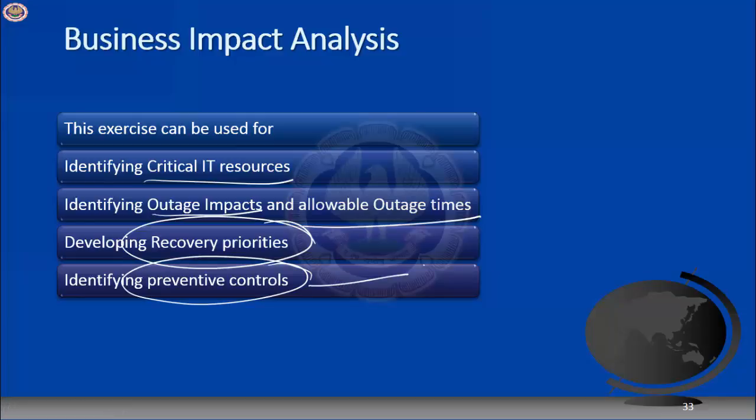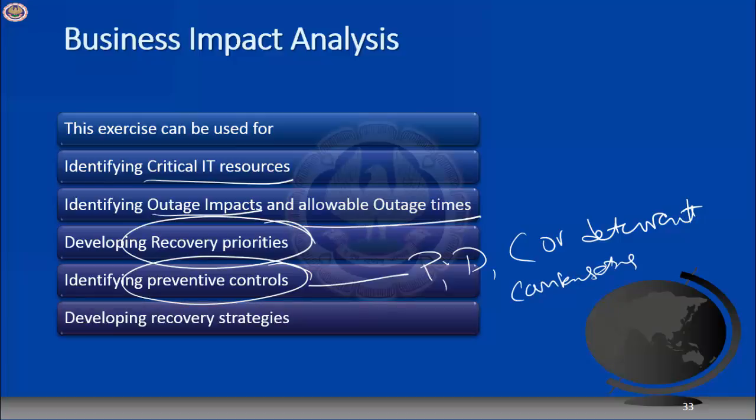So if you remember, we had different types of controls. You can have preventive controls, you can have detective controls, or you can have corrective controls. You may also have deterrent controls, which deter somebody from committing that error, for example, hackers or anything like that. Or you can also look at compensating controls which are there in the organization. So based on this, you define what the recovery strategies should be. You develop the recovery strategies.